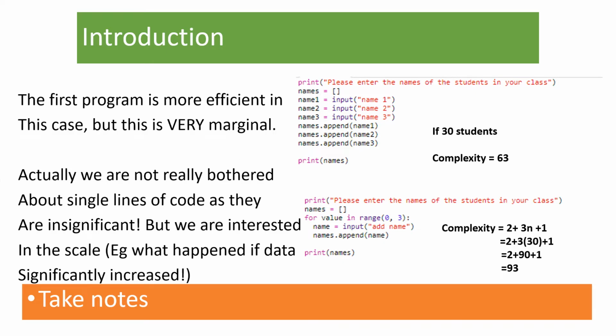So actually the top piece of program is more efficient in this case, but it's very, very marginal. As we said, if there were 30 students, we get a complexity of 63. Whereas we're actually not really bothered about single lines of code. They're actually fairly insignificant when we're running a large program. But when we are writing an algorithm, we need to think about the scale of it, as we've already said. If the data increases dramatically, how will this actually affect the algorithm? So you can see here, if we were to have 30 pieces of code, the complexity would be much larger.